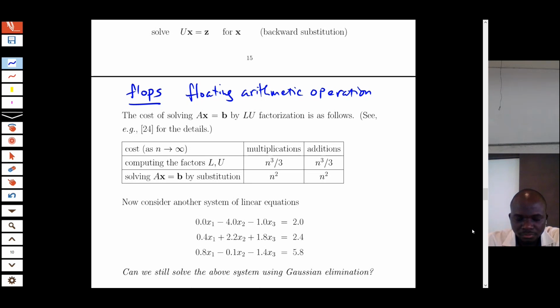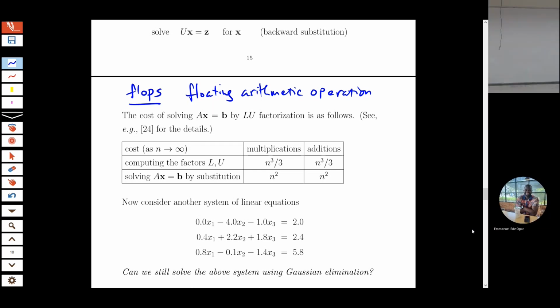Then solving AX equal B by forward substitution and backward substitution, we need n squared additions and n squared multiplications. And you can see that for a large value of n, most of the cost, most of the time, is spent in factorizing the A matrix, because n cubed grows faster than n squared for large n. So let me mention this a little bit.